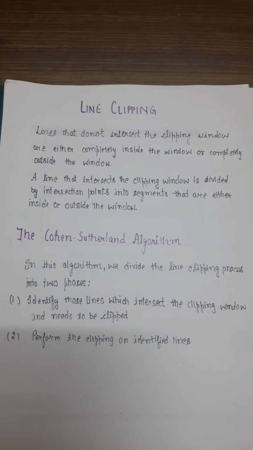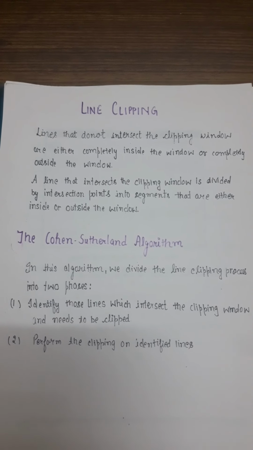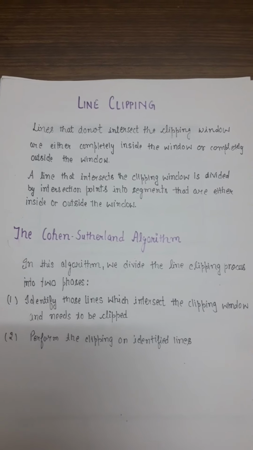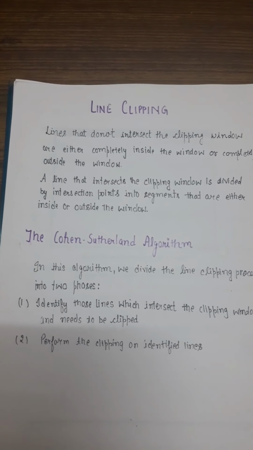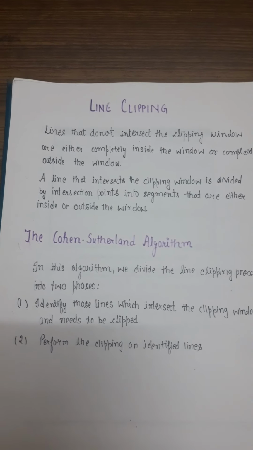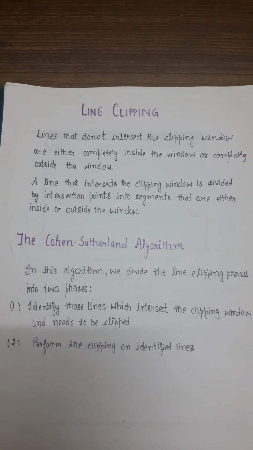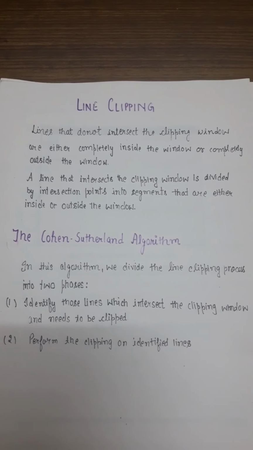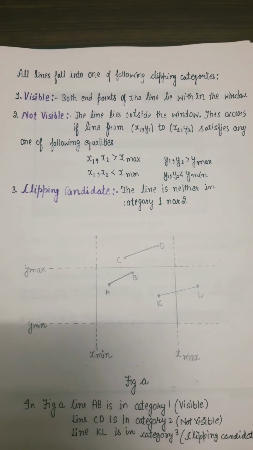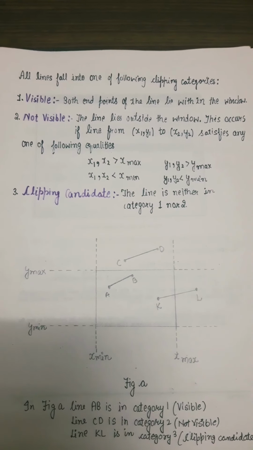The basic steps of this algorithm are: first, we have to identify the lines which intersect the clipping window, and those lines need to be clipped. Second, after selecting the lines to be clipped, perform the clipping on the identified lines. All lines can be divided into the following categories.